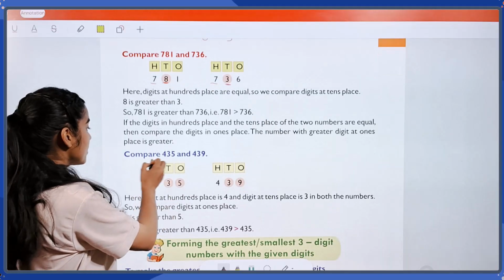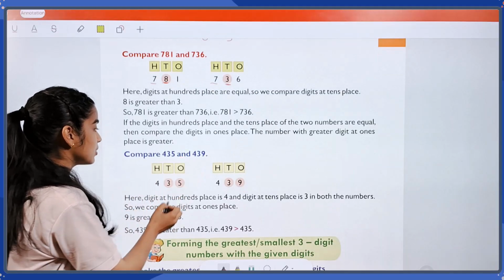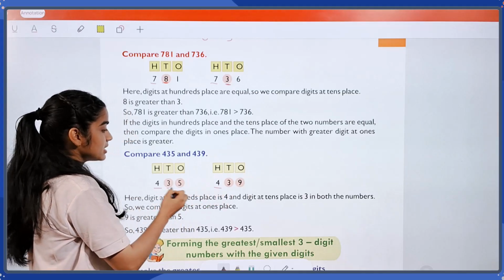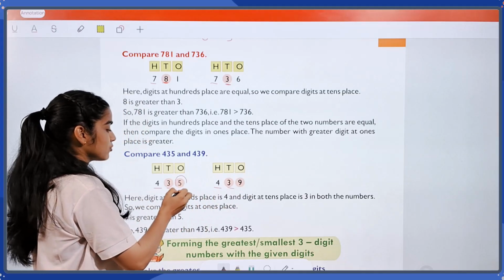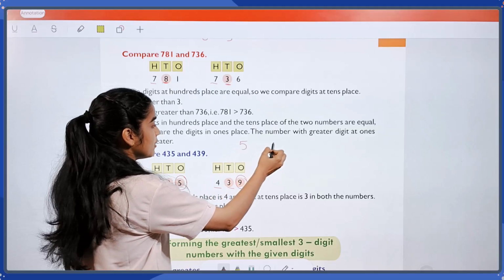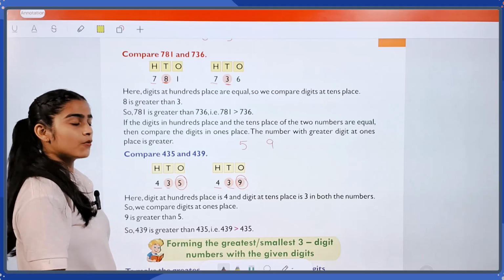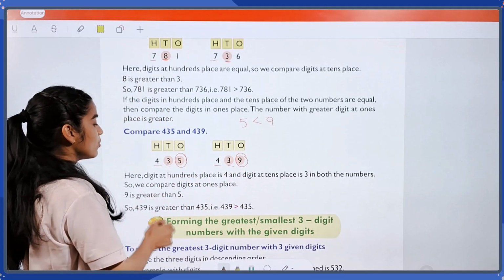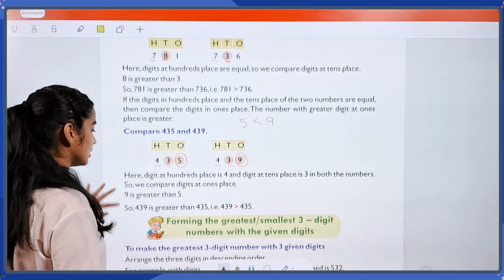Now, compare 435 and 439. In this case, we have the same hundreds value and the same tens value. So now we have to check the ones value. Tell me which one is bigger among 5 and 9, all of you. Well done. 9 is greater than 5. It means 439 is greater than 435.